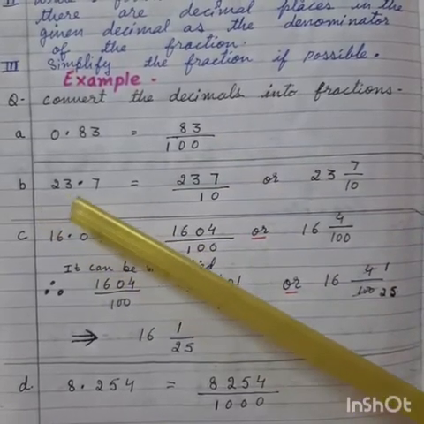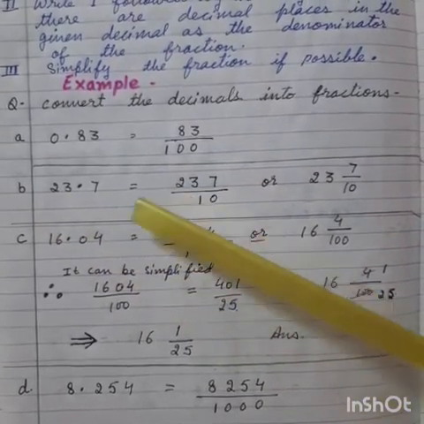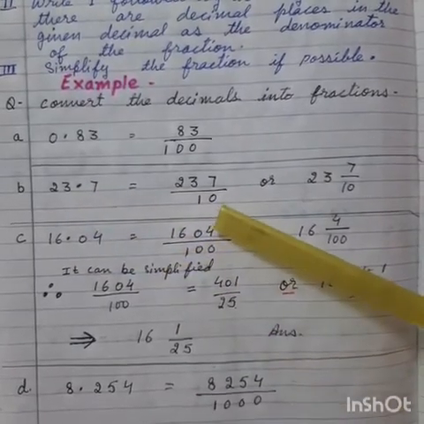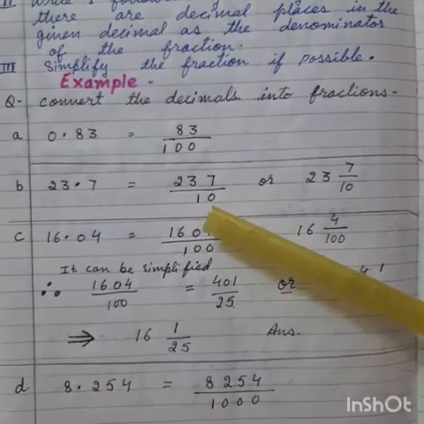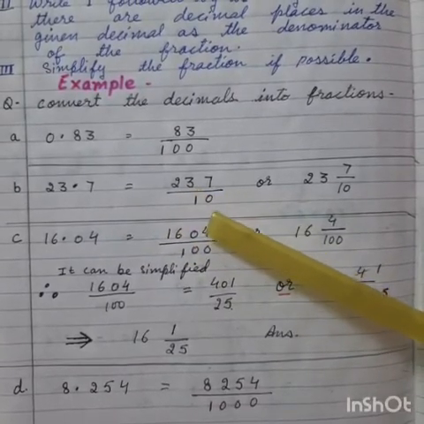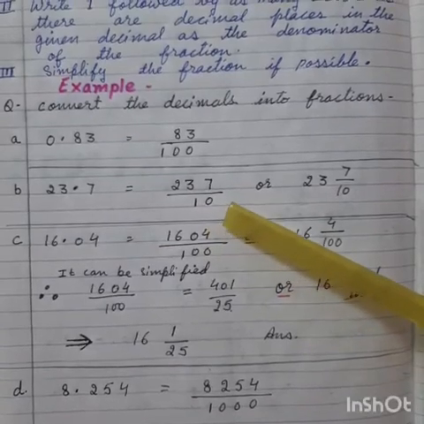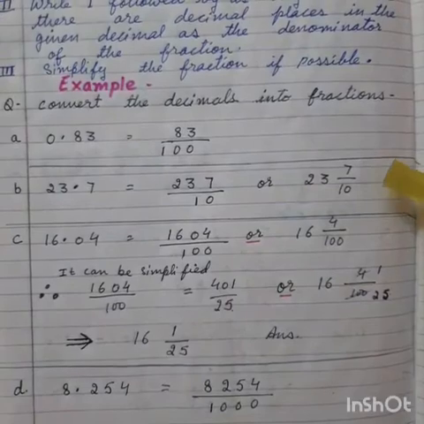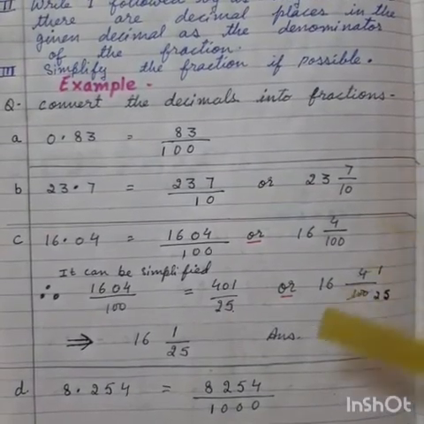We have 23.7, and here we have after the decimal only one digit. So it means in the denominator we will have only one zero and 1. That is 237 upon 10. Now this is an improper fraction, so we have to convert it to the mixed fraction. So this is the required fraction.